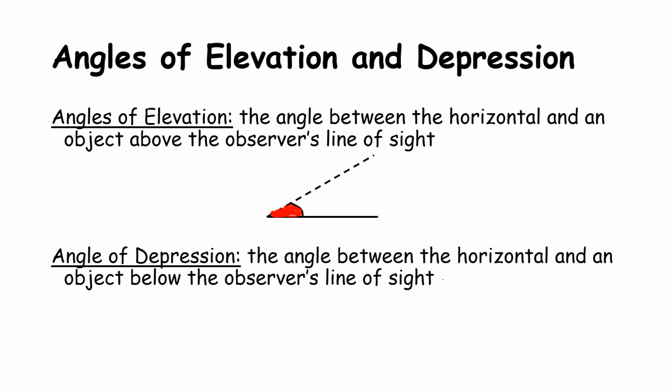The angle of depression is between the horizontal and the object below the observer's line of sight. So here we're looking downwards. So this angle here is called the angle of depression. Now often in questions when they talk about these, they also show what they're talking about so we don't get confused, but it is important to know these two particular words before we start looking at real world examples.